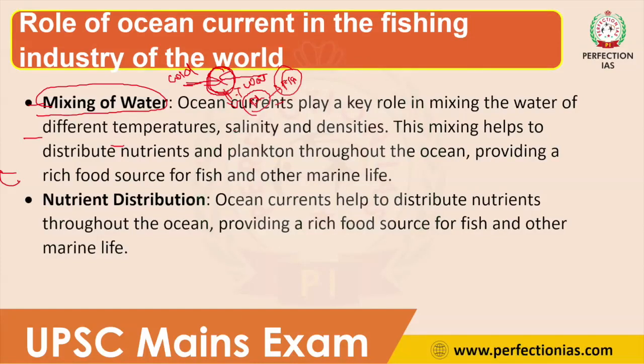The next thing is nutrition distribution. Ocean current helps to distribute nutrition through the ocean, providing a rich food source to fishes and other marine life. In the ocean, some regions will contain surplus nutrition, and in some other regions, nutrition will be deficit. So the ocean current will transfer the nutrition from surplus regions to deficit regions. By this, it is providing food for fishes and other marine organisms.